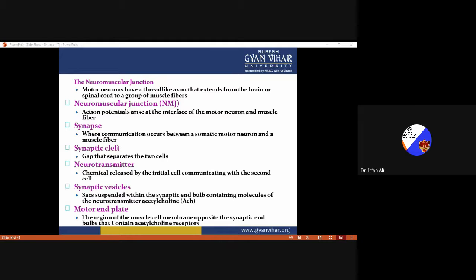The chemical which is released while nerve impulse conduction takes place through the chemical synapse is called a neurotransmitter. The synaptic vesicle is a structure suspended within the synaptic end bulb containing molecules of the neurotransmitter, that is, acetylcholine. And the motor end plate is the region of the muscle cell membrane opposite the synaptic end bulb that contains acetylcholine receptors.